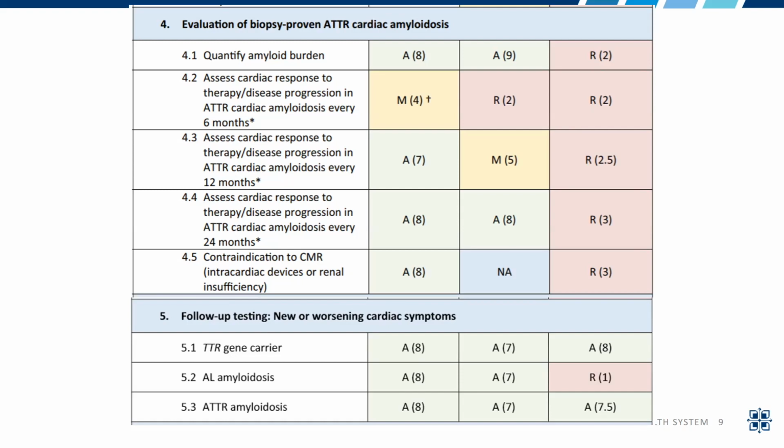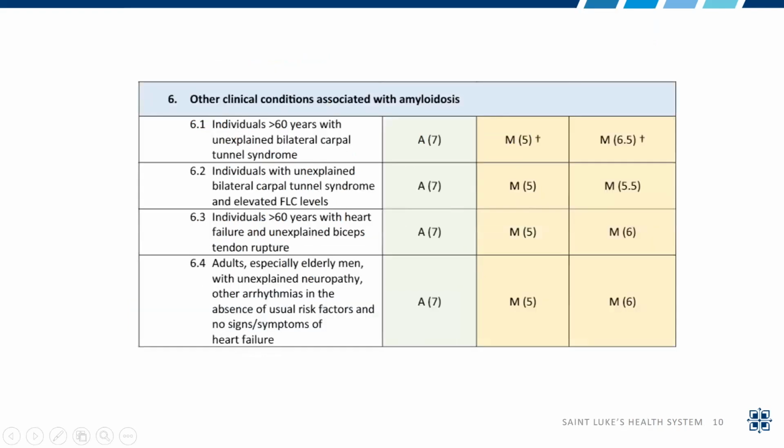Then follow-up testing, TTR gene carriers and ATTR amyloidosis. If there are new or worsening symptoms, that would be appropriate for nuclear scintigraphy, but for AL would not be appropriate. And then in other clinical situations, it may be appropriate with unexplained bilateral carpal tunnel syndrome, with bicep tendon rupture, and with unexplained neuropathy.